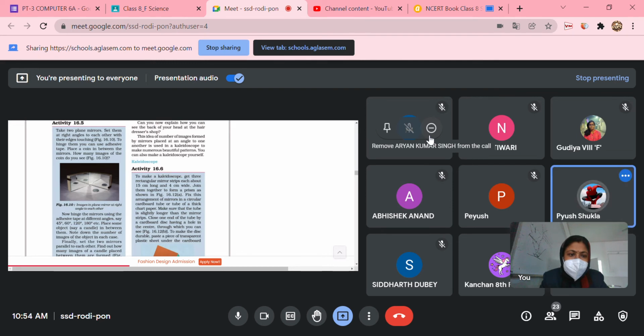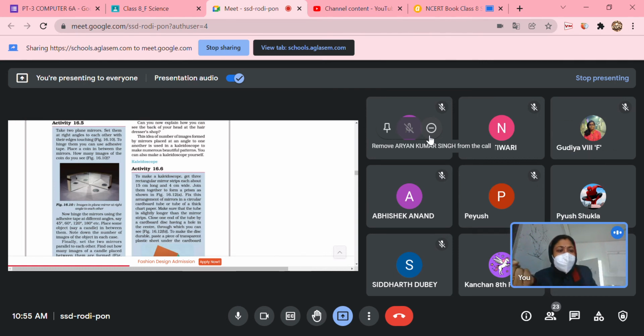Ma'am, 360 upon theta minus 1. Yes. So what will be the answer? 360 divided by 90 minus 1. It will be 3. So 3 images are visible in the mirror. You can see, just look through that mirror, you are able to see 3.